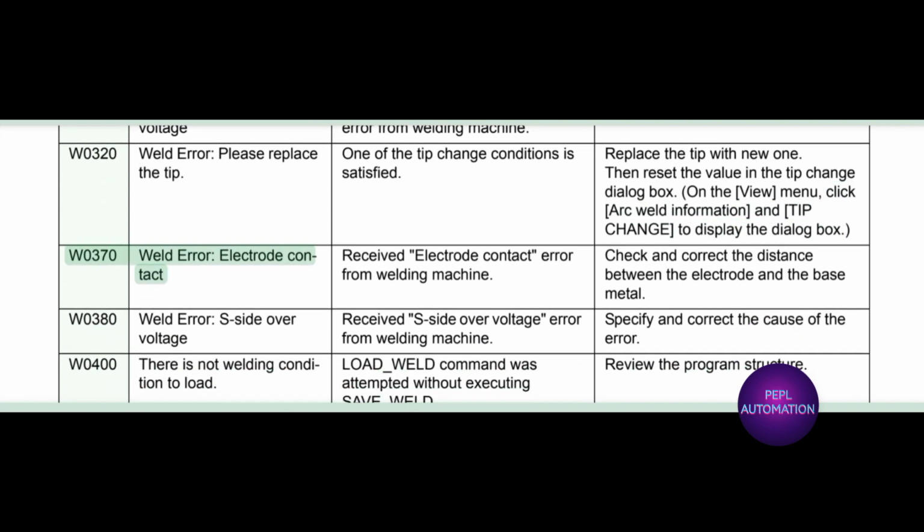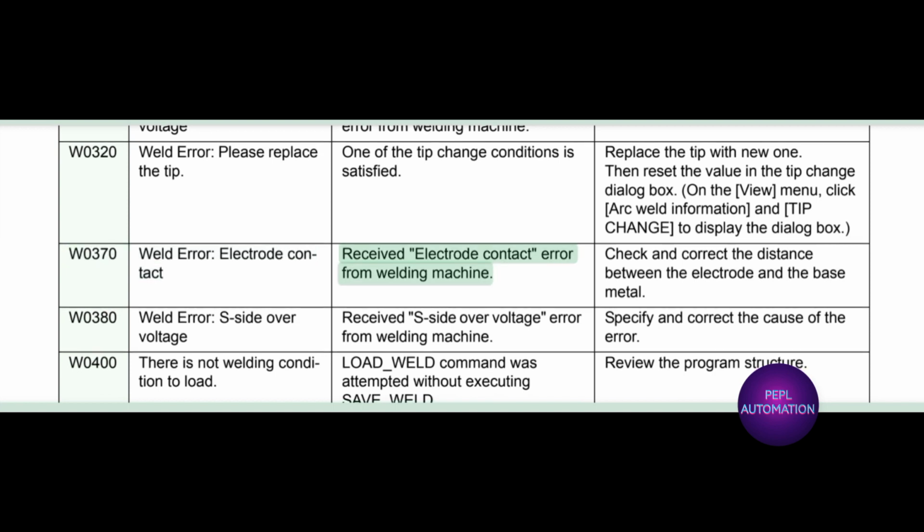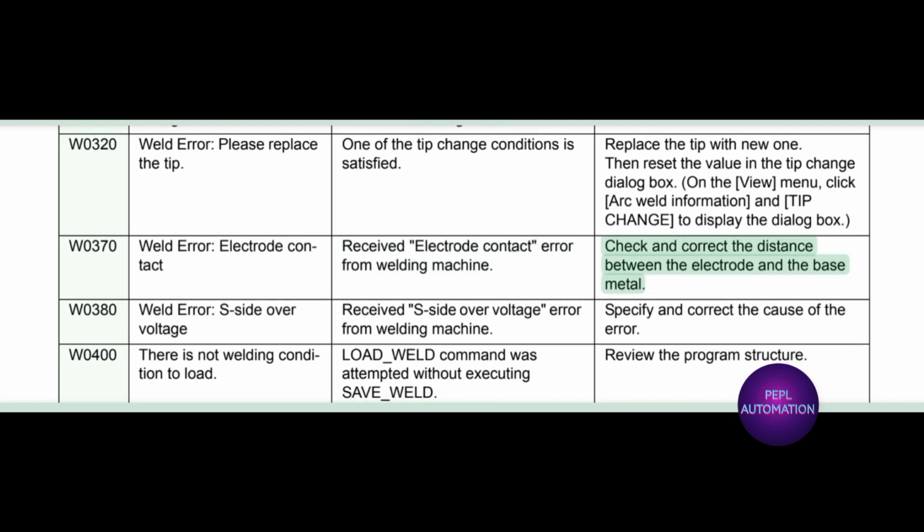W0370 weld error, electrode contact received. Electrode contact, error from welding machine. Check and correct the distance between the electrode and the base metal.